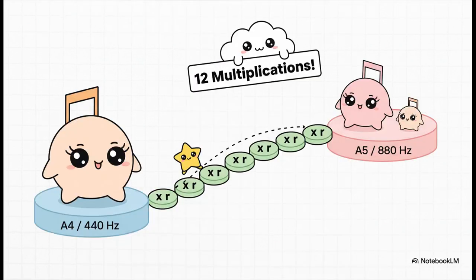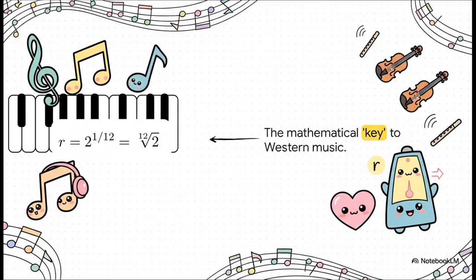So think about how this works. We start at our note A4, which is 440 Hz. To get to the very next note, A sharp, we multiply 440 by R. Then to get to the next note, B, we multiply that new number by R again. And we keep doing this 12 times in total until we land on A5, which we know has to be double our original frequency. And all of that leads us right to this beautiful little equation. It means that R multiplied by itself 12 times has to equal 2. And when you solve for R, you get this, the 12th root of 2.